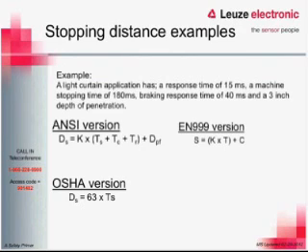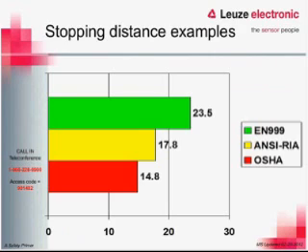So these are the three formulas we just spoke of. Safety distance is 17.8 inches for ANSI, 14.8 inches for OSHA, and 18.5 inches for EN 999. So basically we've gotten a very large spread of safety distances based upon the different formula we use, depending on where you're located in the world.